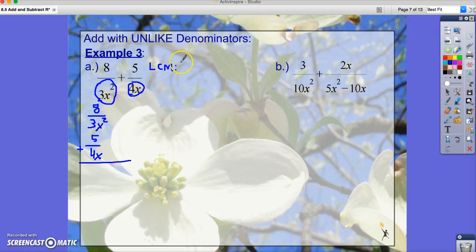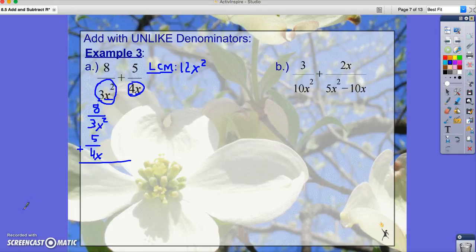The first number they both have in common is 12, right? Remember how I underline them as I go? And then I have an x squared and x to the first power. We always go with the higher one, which is x squared. So my LCM for this problem is 12x squared.